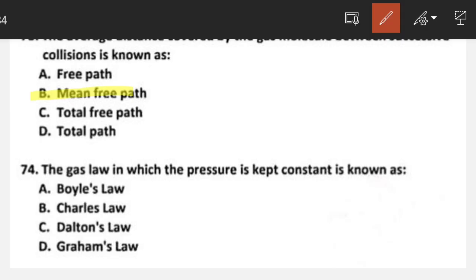Question number 74 is: the gas law in which the pressure is kept constant is known as: option A is Boyle's law, option B is Charles law, option C is Dalton's law, option D is Graham's law. So you all know very well that in Charles law volume is directly proportional to temperature, but we have to keep the pressure constant. So the correct option here will be option B, Charles law.